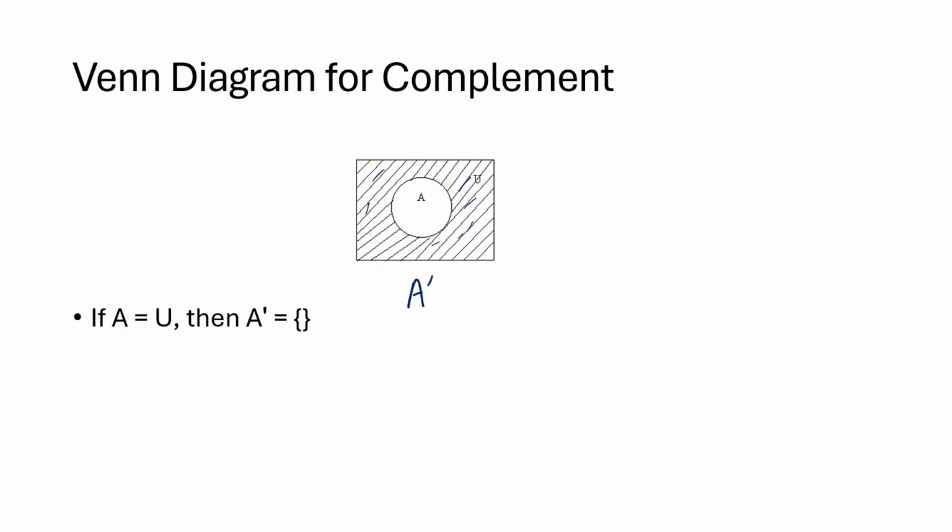Now, special cases, we always consider special cases for these as well. So if A is the entire universal set, then its complement is going to be empty because everything is in A, so things that are not in A don't exist. And on the other hand, if A is the empty set, then its complement is going to be everything. The set's complement is going to be the universal set.